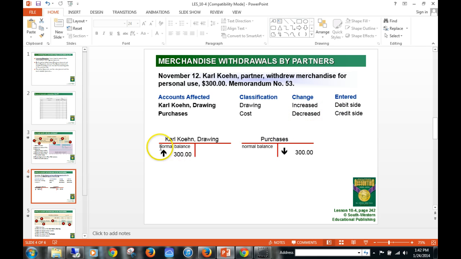And you can see here, as you know, a drawing account carries a normal debit balance on the left side, and the purchases account carries a normal debit balance as well, but we're decreasing what we bought. We're decreasing our inventory. Instead of withdrawing cash, we're actually withdrawing some of that inventory for personal use.